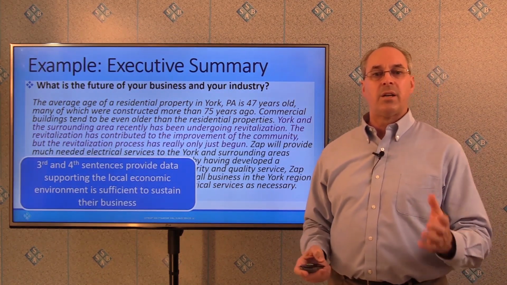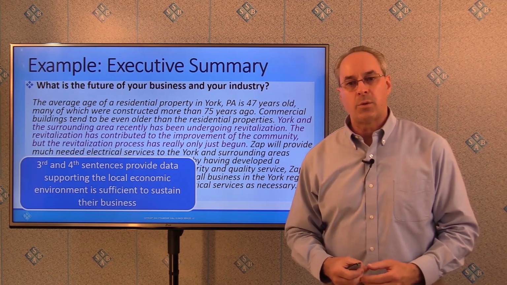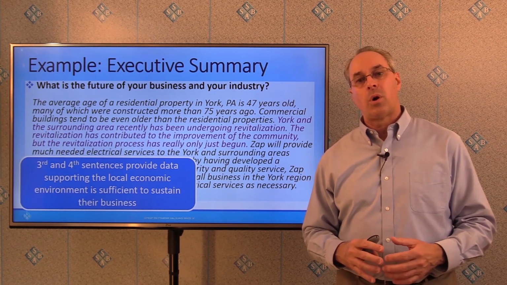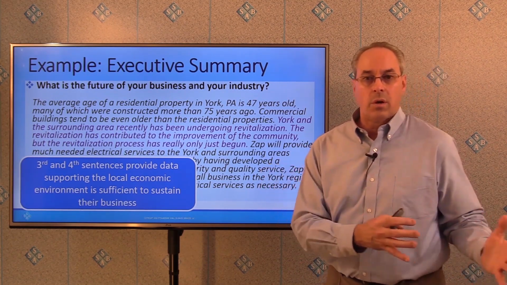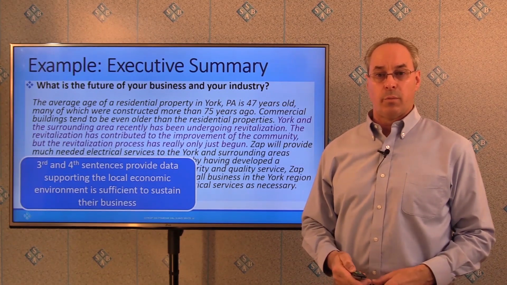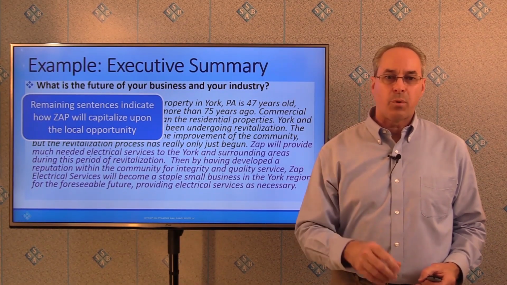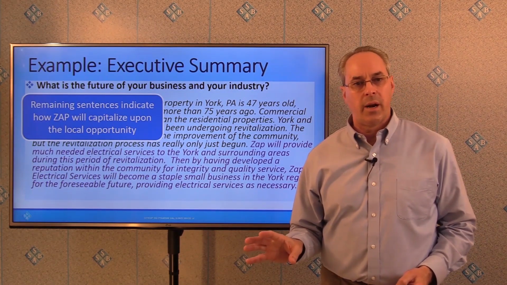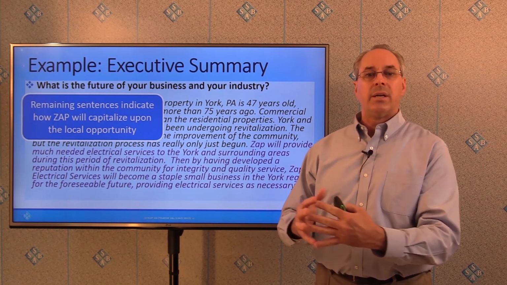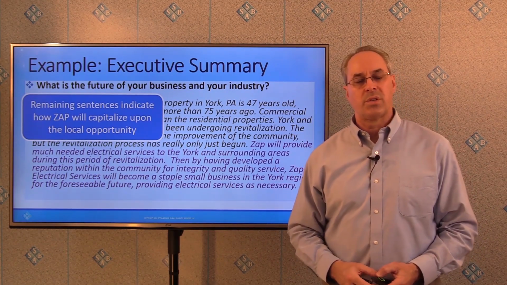The third and fourth sentences provide data supporting the local economic environment, that it is sufficient to sustain their business. It says York and the surrounding area recently has been undergoing revitalization. The revitalization has contributed to the improvement of the community, but the revitalization process has really only just begun. So there's a curve of revitalization happening in the area, and they're going to ride that wave and make the most of it for a business opportunity. The remaining sentences indicate how Zap will capitalize on that opportunity locally. It says Zap will provide much needed electrical services to the York and surrounding areas during this period of revitalization. Then, by having developed a reputation within the community for integrity and quality service, Zap Electrical Services will become a staple small business in the York region for the foreseeable future, providing electrical services as necessary.